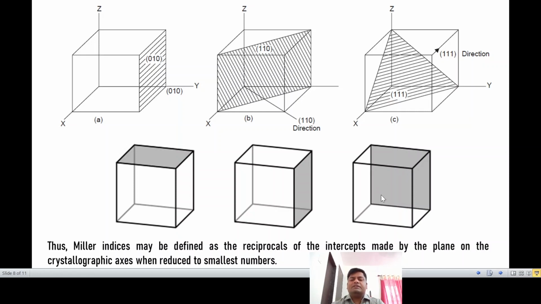Now you can see the front plane is parallel to the z-axis and y-axis, so their Miller indices will be 0 0, and for the x-axis it will be 1. So the Miller indices of this back plane as well as the front plane will be (1 0 0) enclosed in a circular bracket. Thus the Miller indices may be defined as the reciprocal of the intercepts made by the plane on the three crystallographic axes, when we reduce them to the smallest integer numbers.